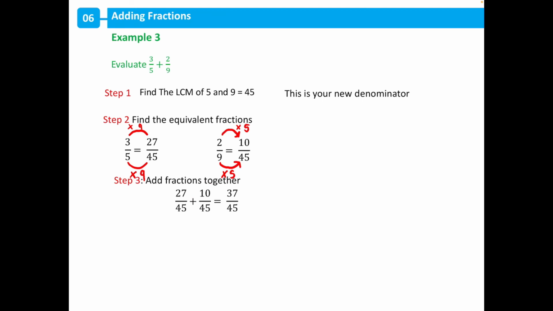When adding fractions, we must make sure that we have a common denominator. To find your common denominator, find the lowest common multiple of your bottoms. Change your fractions into the equivalent fractions with your bottom as the lowest common denominator. Once we have a common denominator, we can add fractions together. Please pause this video and take down this example.